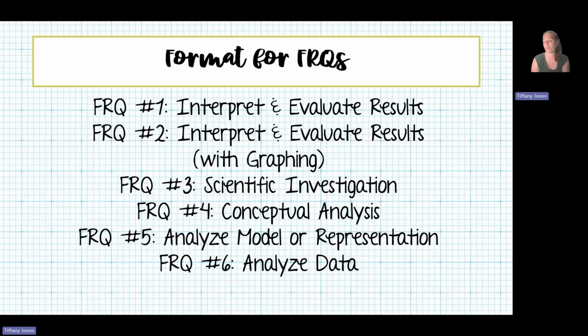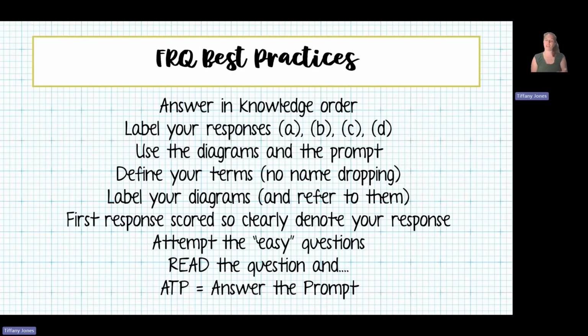For 5, you're going to have a model or representation. This is also where we're going to modify a model. Like 1 year we had to put an X on a phylogenetic tree, an X on a cladogram. We had to add an invasive species to a food web. So you're just modifying some model that's out there. For 6, we're analyzing data. This is where box and whisker has come up a couple times. So they're usually going to give you some type of graph, and you're going to analyze the data in that graph.